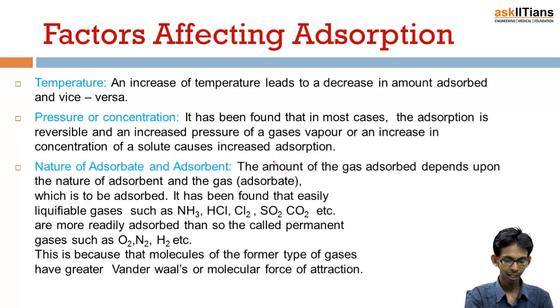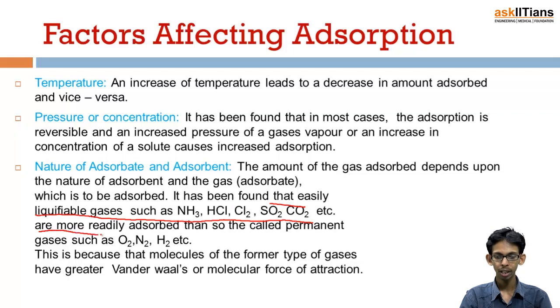Nature of adsorbate and adsorbent. We have discussed that adsorption is specific in nature. Physical adsorption is specific, chemical adsorption is highly specific for the nature of adsorbate and adsorbent. So it has been observed that easily liquefiable gases are more readily adsorbed on the surface. Easily liquefiable gases such as ammonia, HCl, chlorine, sulfur dioxide, carbon dioxide, etc. are more readily adsorbed than the permanent gases which cannot easily be liquefied. This is because the molecules of the former type of gases have greater van der Waals or molecular force of attraction.